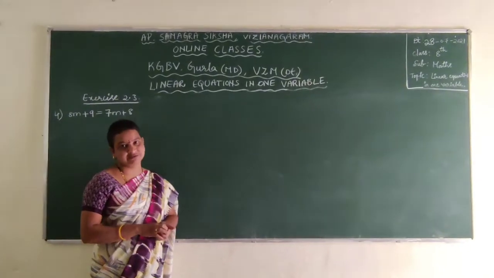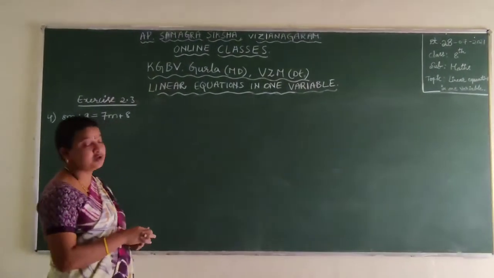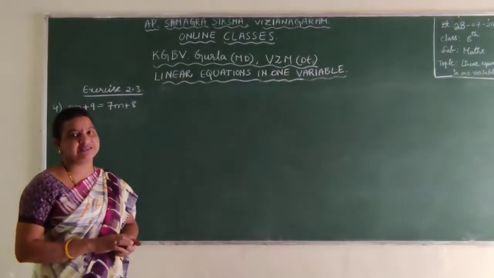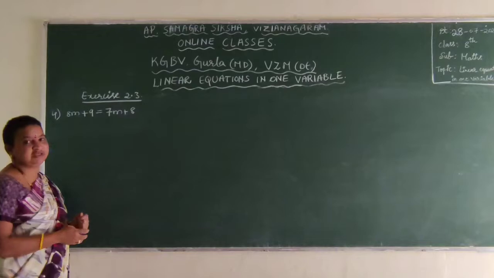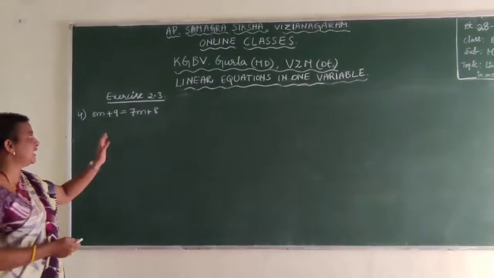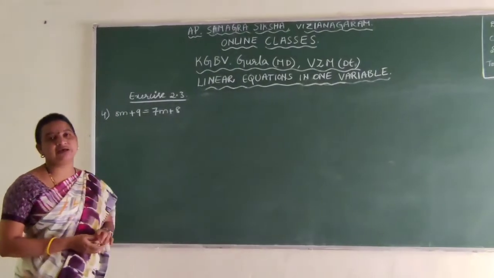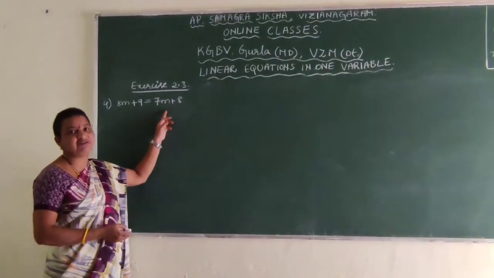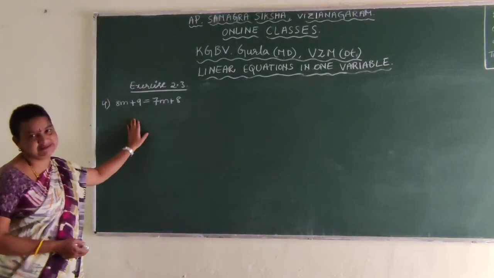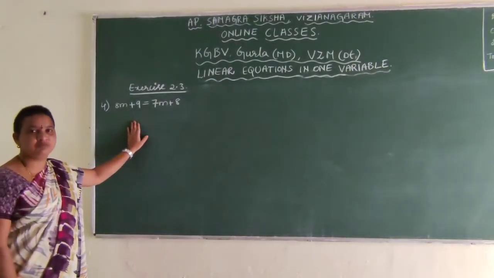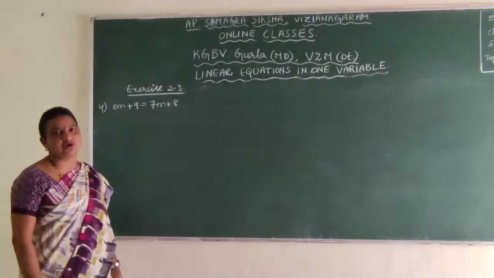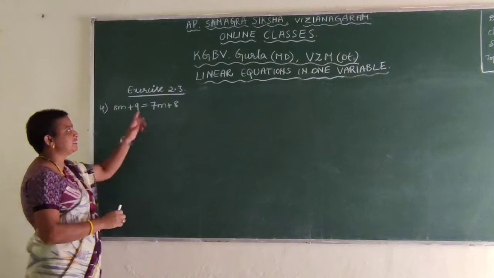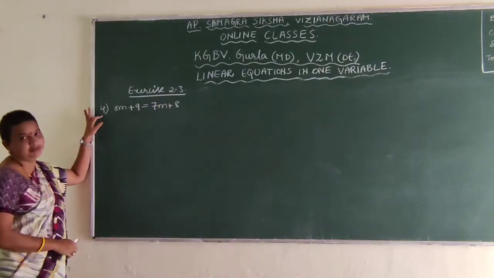You already learned, and we have to solve the Exercise 2.2 problems also. Now, in this class, we have to solve Exercise 2.3 problems. In this exercise, we have to solve the linear equation in one variable, but an equation which is having the variable on both sides. Now we have to solve this type of problems. In Exercise 2.3, we have to solve the fourth problem.